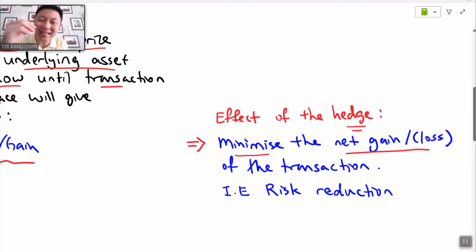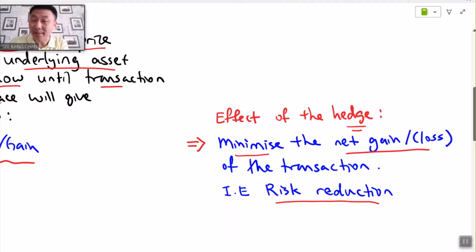That net gain or loss that would be kept to a minimum would therefore be seen as the effort of reducing the volatility or the uncertainty from the fluctuations in the prices of the underlying asset. That is the main intention of making use of futures contracts for hedging.